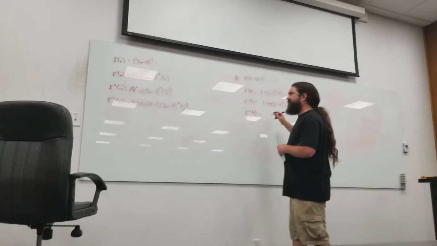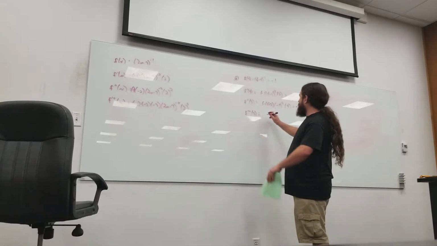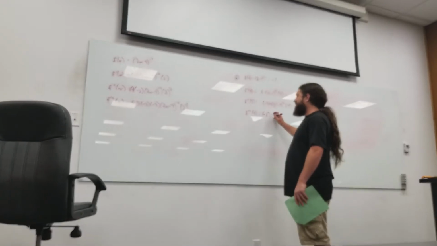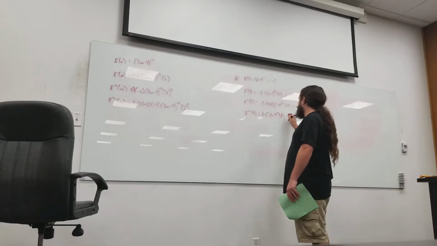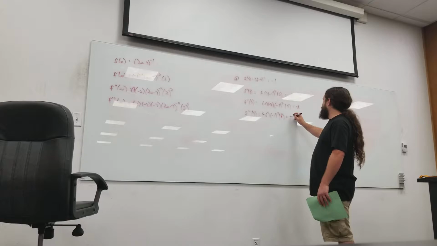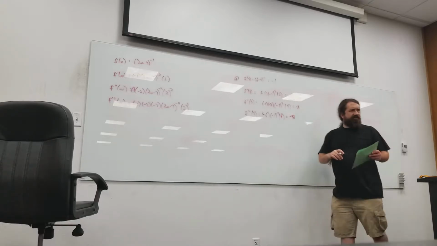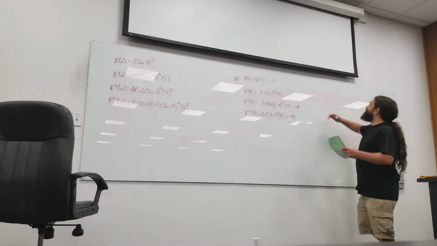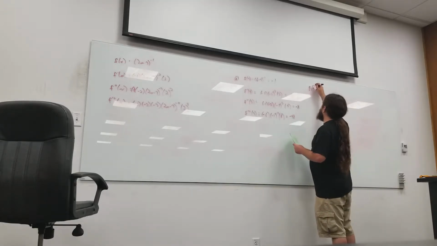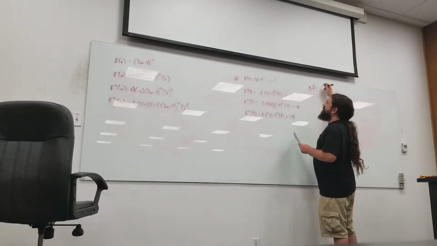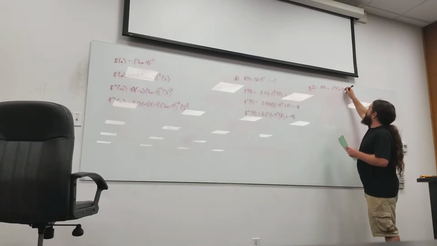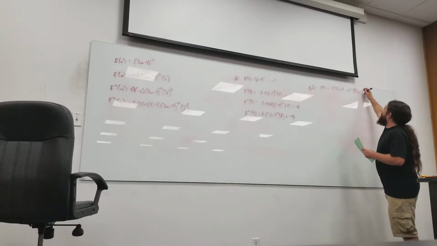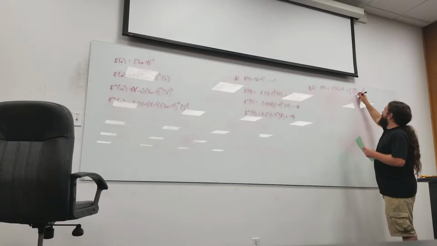Alright, and one more. f triple prime of 3. It looks like out front I've got a negative 6. And then I've got negative 1 to the negative 4. And then I've got 8. So this is what, negative 48? Okay, so there's my first three coefficients. So P3 of x should be f of 3 plus f prime of 3 times x minus 3 plus f double prime of 3 times x minus 3 squared over 2 factorial.